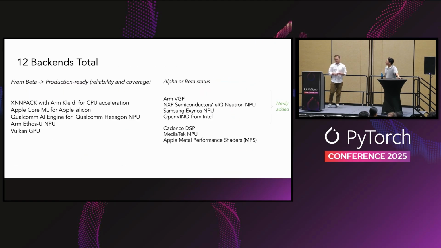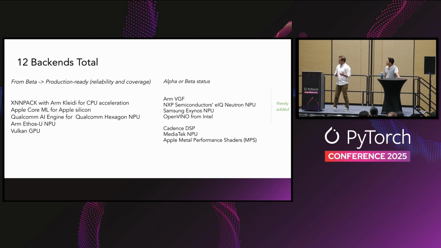Another area that we have improved since the beta release is the backend coverage. We have XNNPACK with ARM Kleidi AI for CPU acceleration, Apple Core ML for Apple Silicon, and Qualcomm AI for the Qualcomm Hexagon NPU, ARM Ethos-U for NPUs, and Vulkan GPU. These are all production-ready, serving multiple use cases for Meta.